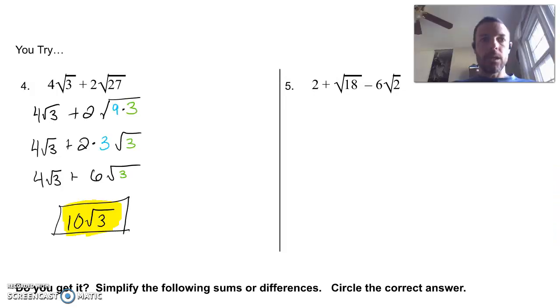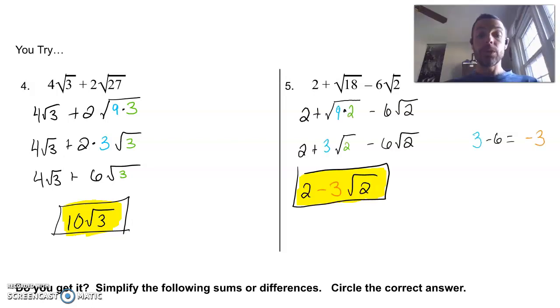For number 4, the 4 square root 3 is already simplified, but 2 square root 27 is not. The 2 comes down, 27 is the same as 9 times 3, 9 is a perfect square. Square root of 9 is 3. We can multiply our new coefficients together. We get 6 square root 3. Now we do have like radicals. Now we can combine them to get 10 square root 3.